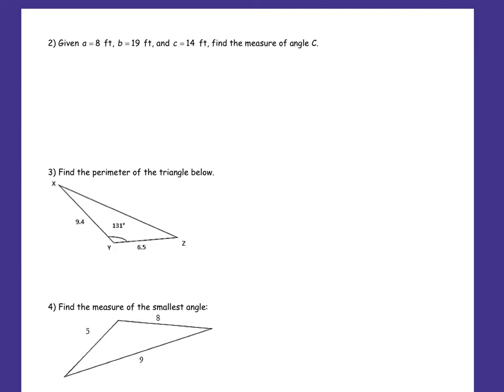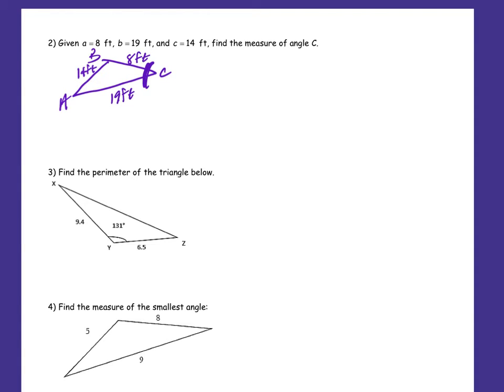So this one says given A equals 8 feet, B equals 19 feet, and C equals 14 feet. Find the measure of angle C. So it looks like we have a triangle with all sides. So I have A, B, and C, right? A is 8 feet, B is 19 feet, and C is 14 feet. And I want to find this angle.